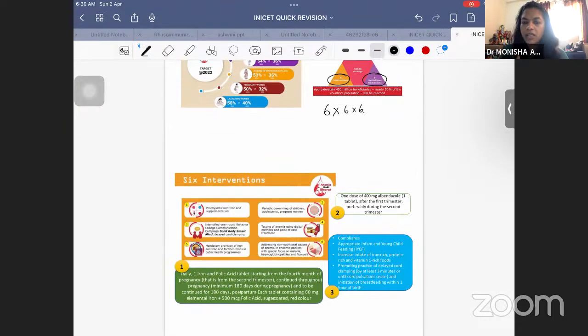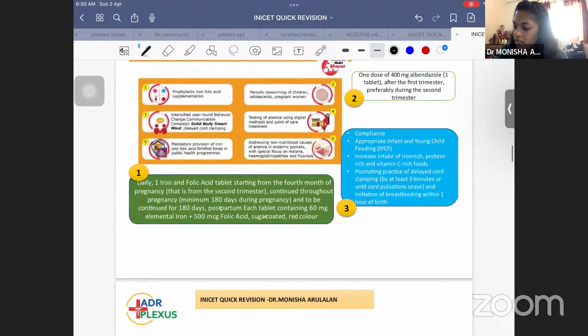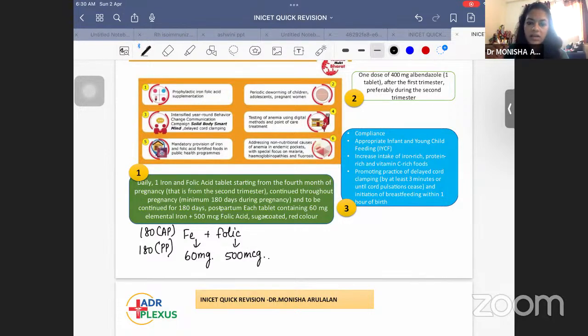So that is what Anemia Mukt Bharat is about. What you have to know from the obstetric side is, one is prophylactic iron and folic acid. I have written the detail here. What they're telling is you have to give iron and folic acid, both to be given for 180 days in the antepartum period as well as in the postpartum period. Iron contains 60 milligram of elemental iron and folic acid to be given as 500 microgram. All should be sugar coated and it is red color.